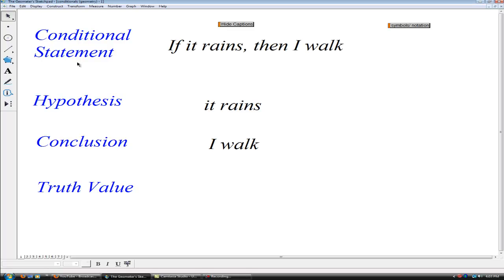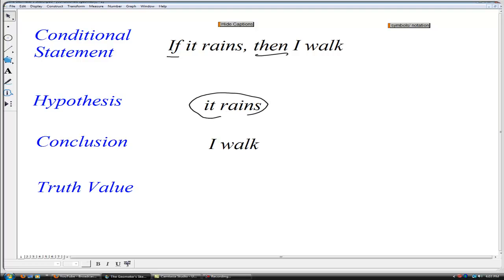A conditional statement is an if-then statement. I'm sure we've used them. If it rains, then I walk. This is just an example. Now what we call it rains is the hypothesis. That's our if part. So the hypothesis we would connect to the word if. So if it rains is the hypothesis. The then part is the conclusion. So in this example, the conclusion is I walk.